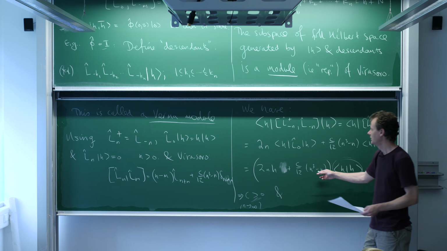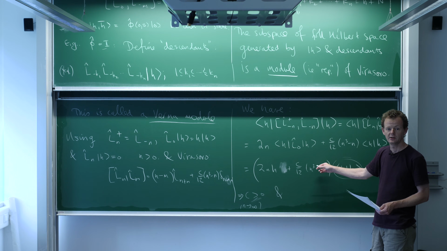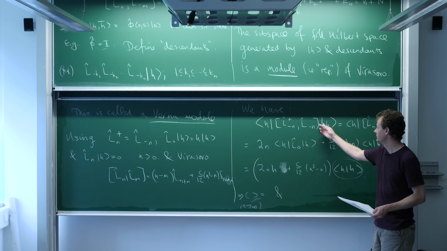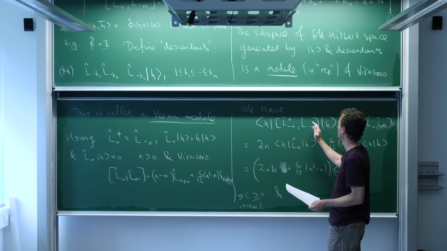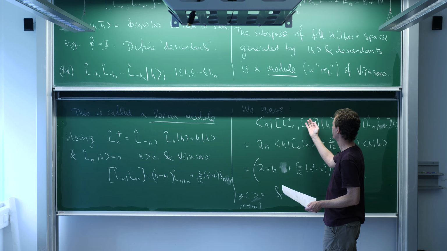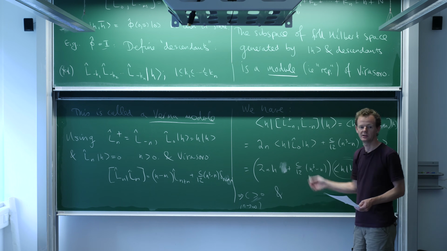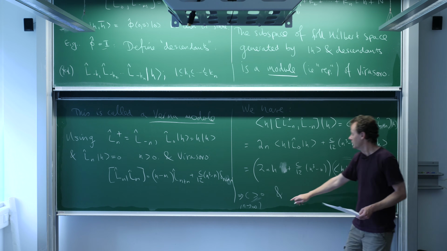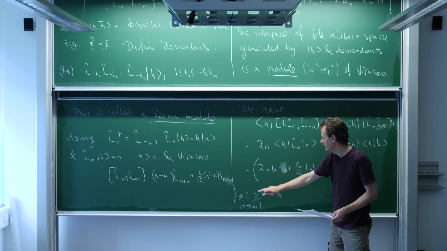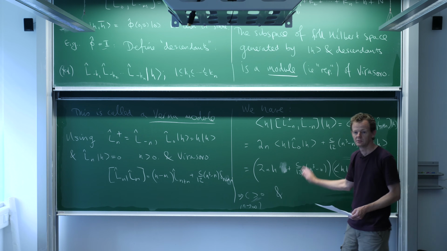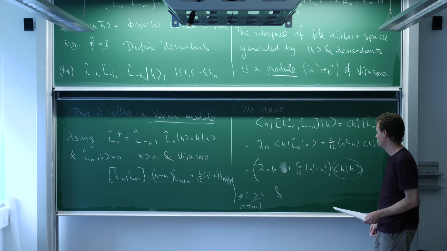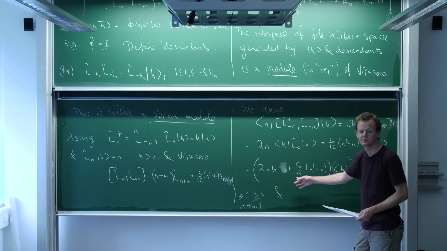So just looking at this thing here, knowing that it's a positive quantity and letting n tend to infinity, so it's positive because this is equal to the inner product between two descendant states. Sending n to infinity, we see that c has to be strictly greater than 0, otherwise this would become negative for some value of n.